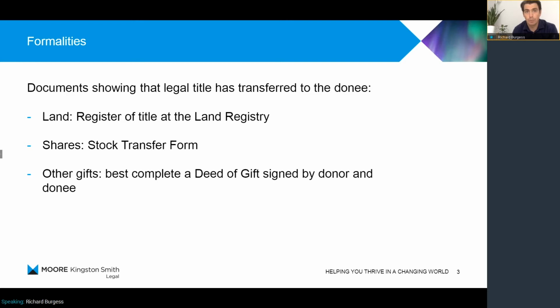For shares, a stock transfer form usually will suffice, so make sure you retain a copy of that and your client retains a copy of that form.